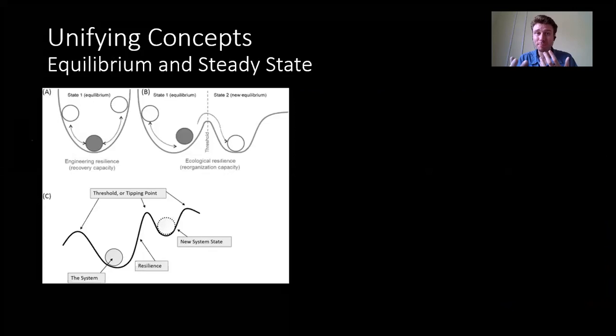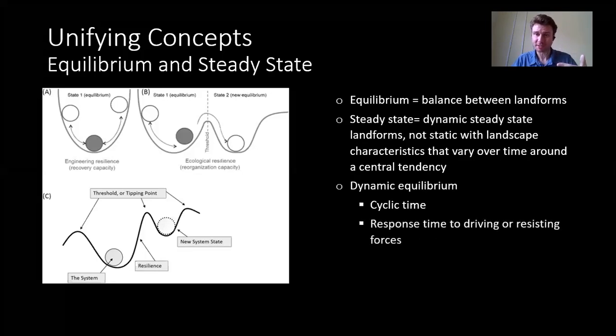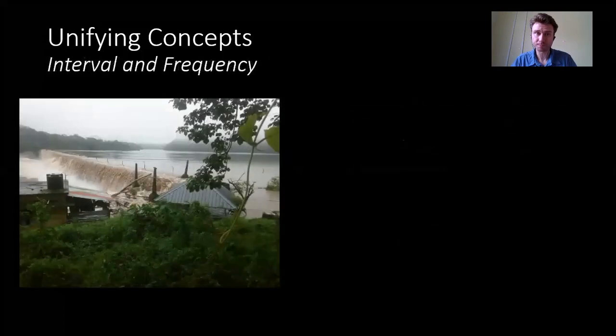We can talk about equilibrium versus steady state in our landforms. Equilibrium being the balance between different landforms, and steady state being a dynamic steady state, which is not static within the landscape characteristics, but varies over time and around a central tendency. How things will change versus how they stay the same. And we have dynamic equilibrium, looking at different times and different cycles of these processes, and the response time to the driving or resisting forces.